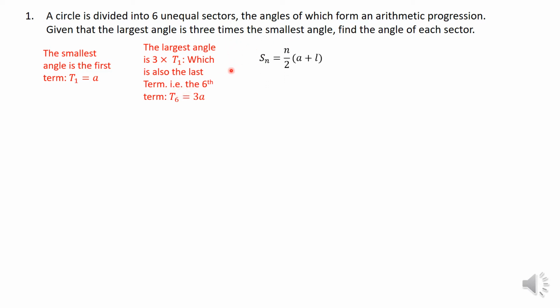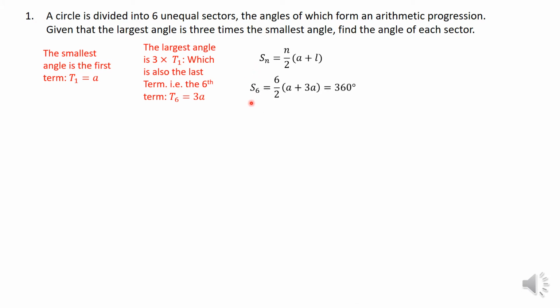So what I'm looking at here is the S sub n formula, where I have the first term as well as the last term. In this particular case, the sixth term becomes the last term because it is the last sector of a circle that is divided into 6 unequal sectors. And I know that all the sector angles of a circle should add up to 360 degrees. Take note, I'm saying add up. So that is why I'm bringing in the sum formula here.